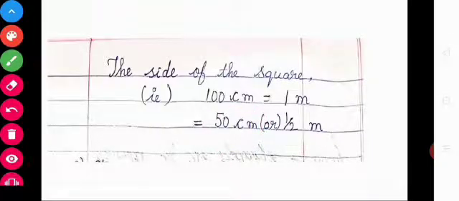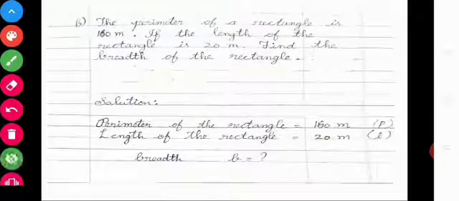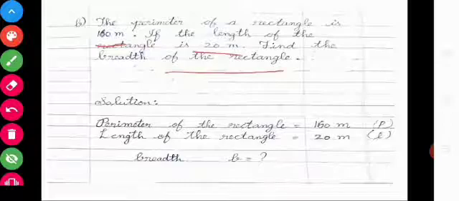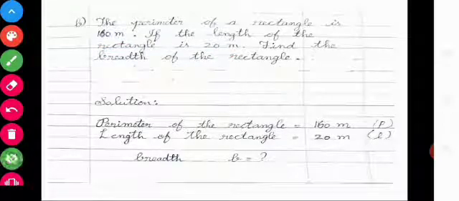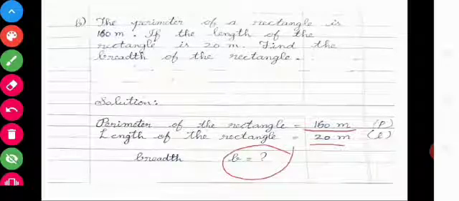Okay children. And the next one. The perimeter of the rectangle is 160 meter. If the length of the rectangle is 20 meter, find the breadth of the rectangle. Look at the solution. Perimeter of the rectangle, how much is it given? 160 meter. Length of the rectangle, 20 meter. Breadth we have to find.